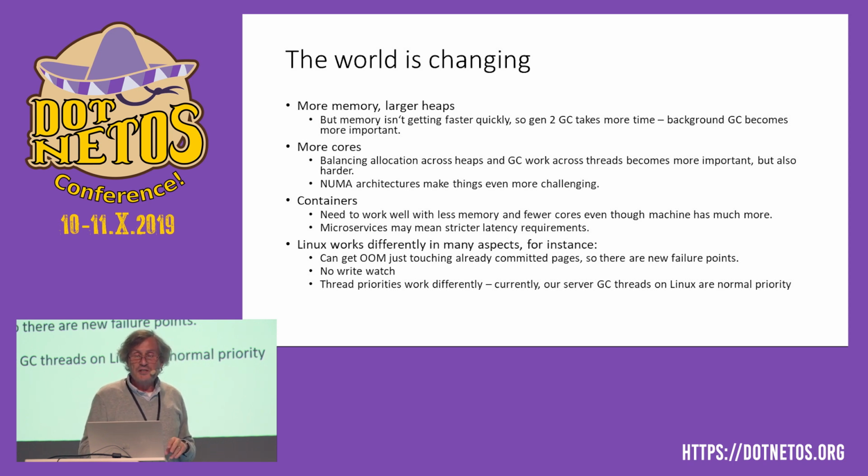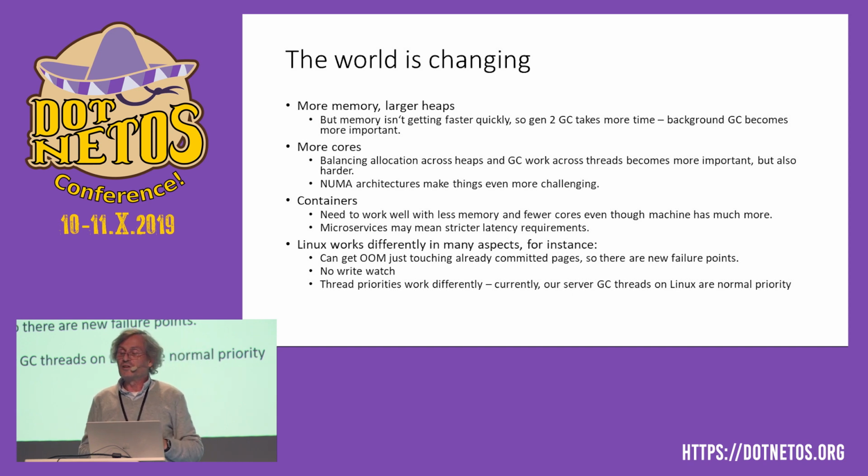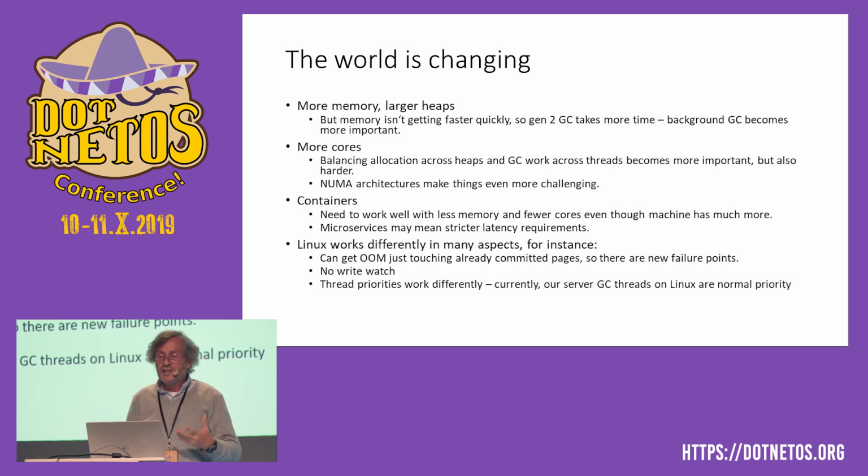Lastly, thread priorities work differently on Linux. While there are higher priority threads, currently our server GC threads on Linux are normal priority, whereas on Windows, they are high priority. So there are some changes, and we're trying to adapt and work well on Linux, but there are some issues. But I think with 3.0, we're actually in pretty good shape.